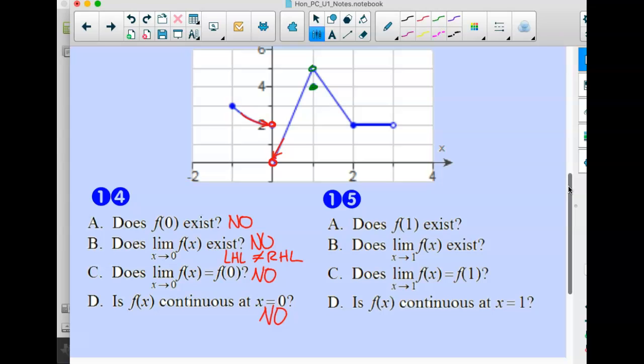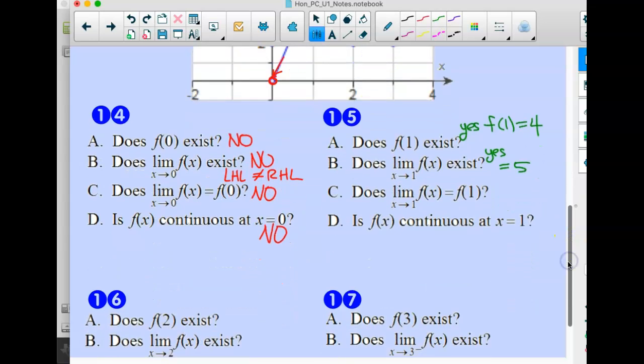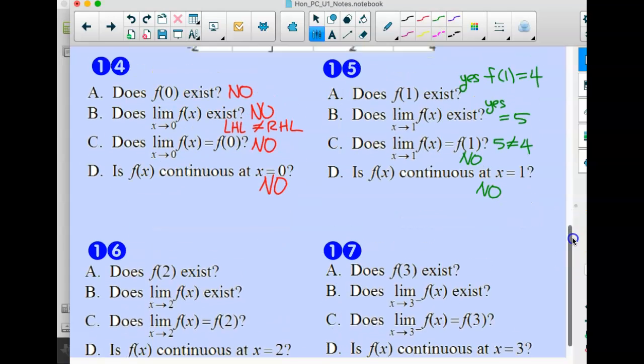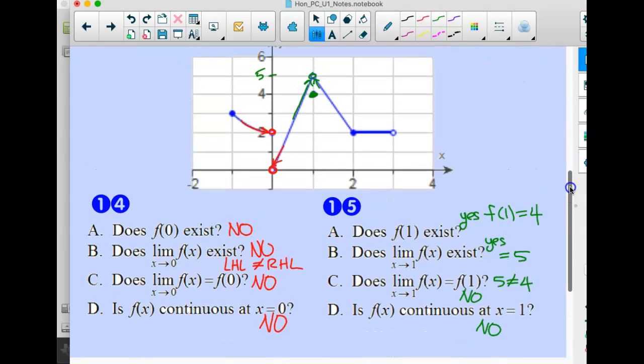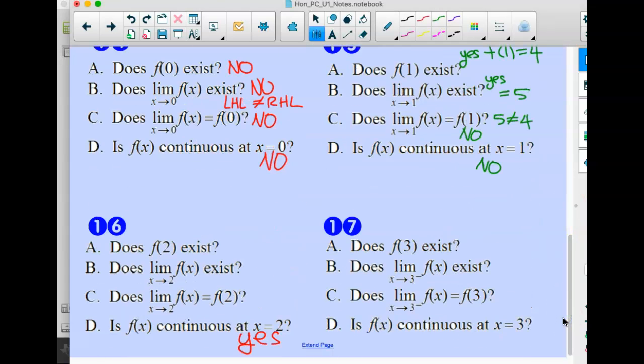And then let's look at 1. Okay, at 1, there is a value. If you plug in 1, you would get 4, because there's the dot. The limit exists because on the left-hand side you approach 5, and on the right-hand side you approach 5. So the limit for x approaching 1 would be 5. Do those two things equal each other? The answer is no, they do not. 5 does not equal 4. So if the limit doesn't equal the value, it's not continuous at x equals 1. Okay? So that would be another discontinuity right there, right? That one is removable, but it is still a discontinuity.